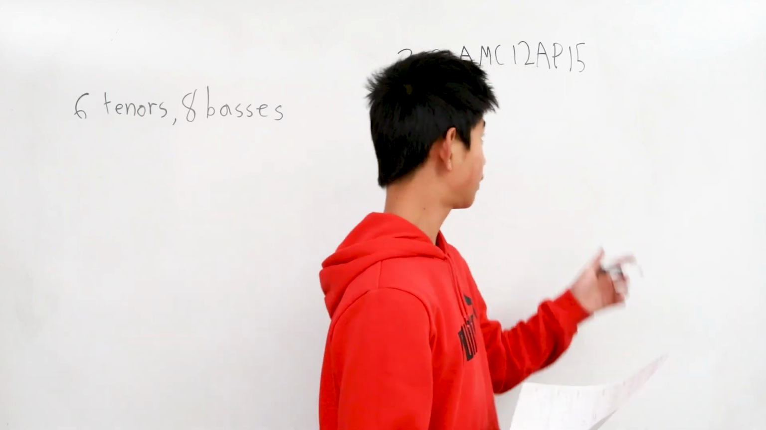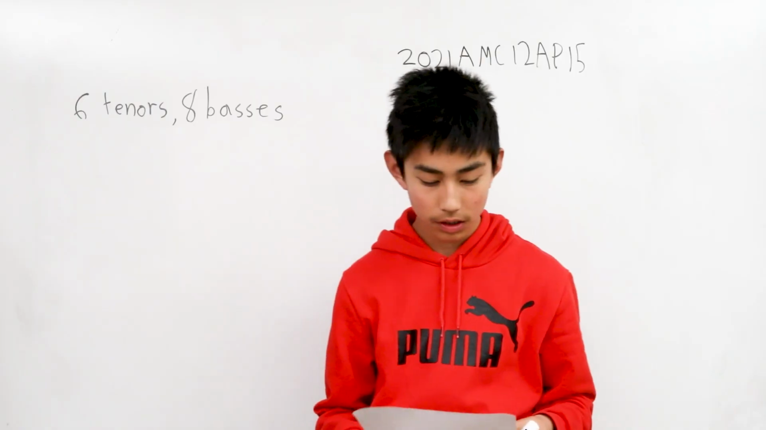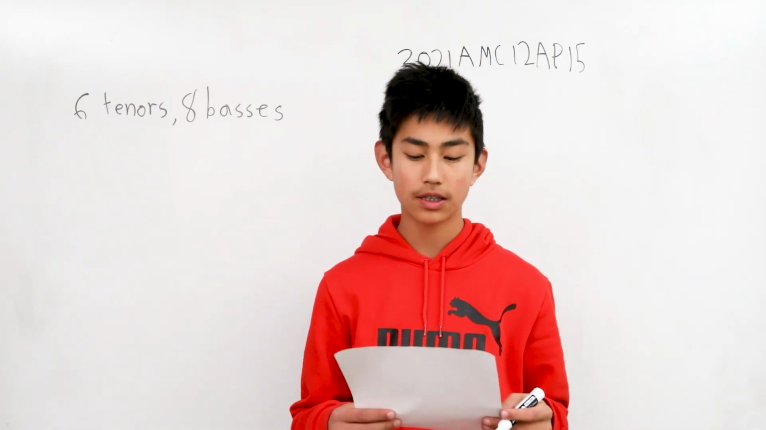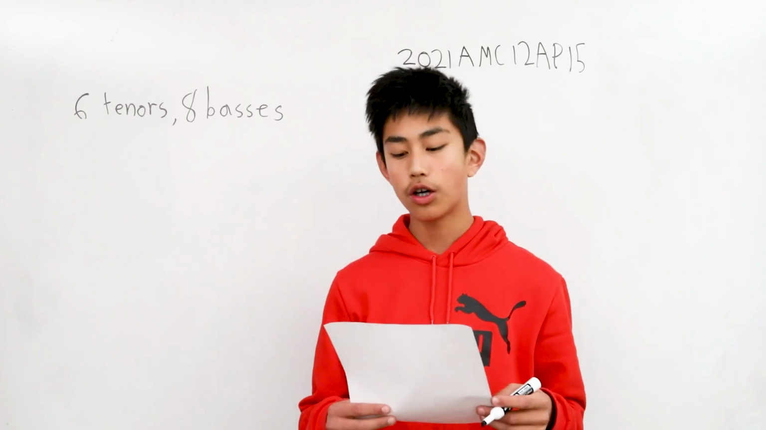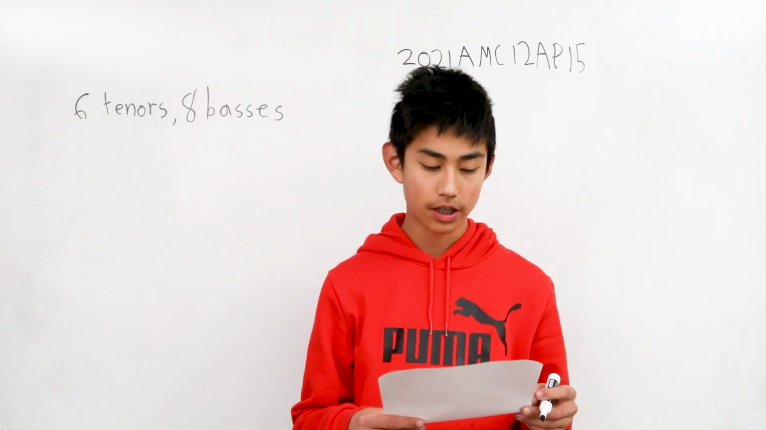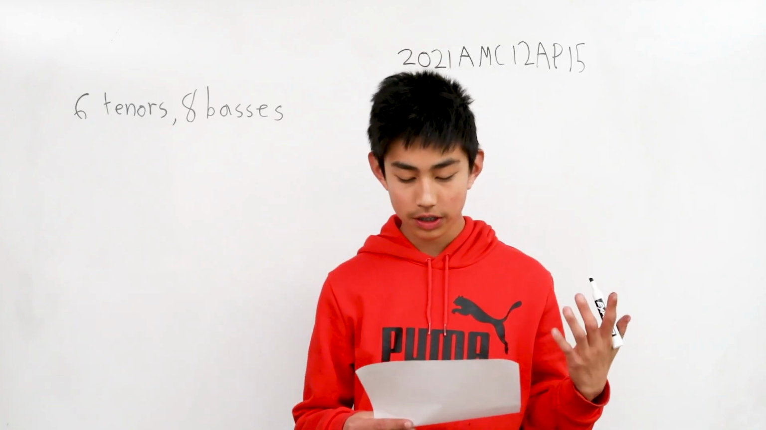We're solving problem 15 from the 2021 AMC 12A. A choir director must select a group of singers from among his 6 tenors and 8 basses. The only requirements are that the difference between the number of tenors and basses must be a multiple of 4, and the group must have at least one singer.